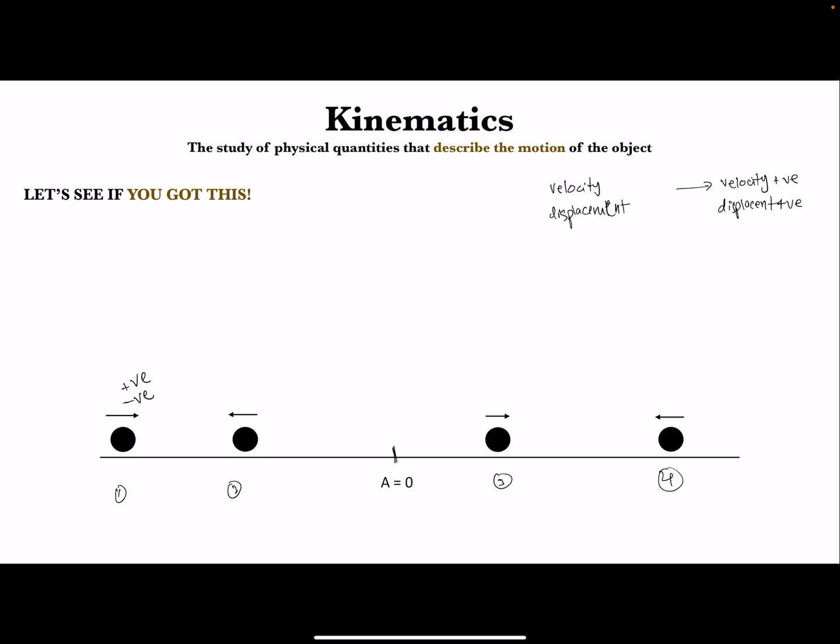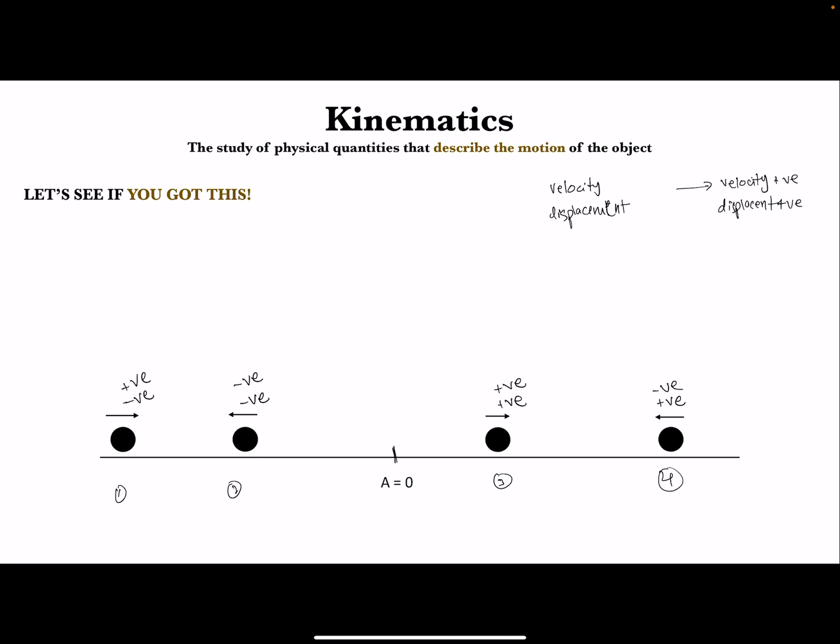What about point 2? Well, point 2 again lies to the left of A, so it's negative displacement. But what about the velocity? Well, the velocity is going to be negative, because if moving to the right is positive, then moving to the left is negative. For point 3, you're moving to the right, so velocity is positive, and the displacement is positive as well, because now it's to the right of A, and everything to the right is positive displacement. What about 4? Well, 4 is negative velocity, but positive displacement.